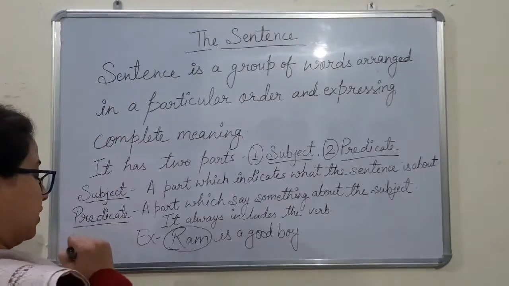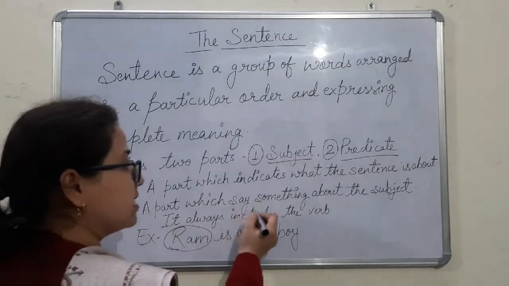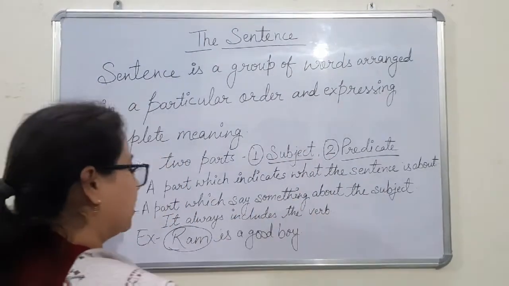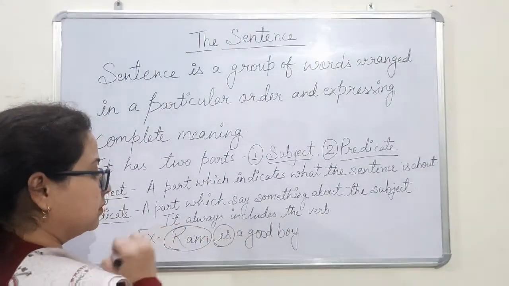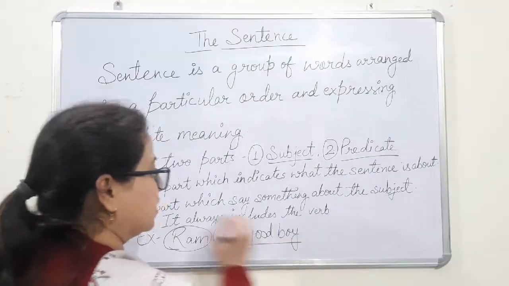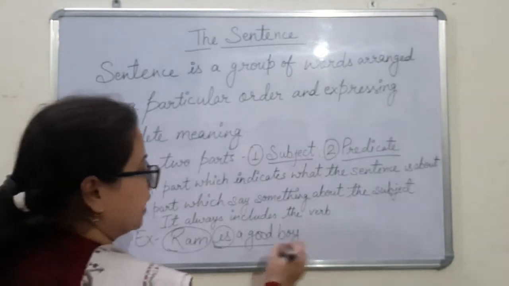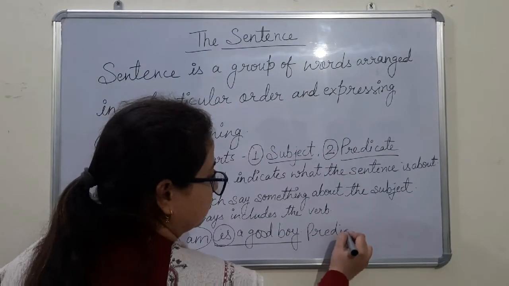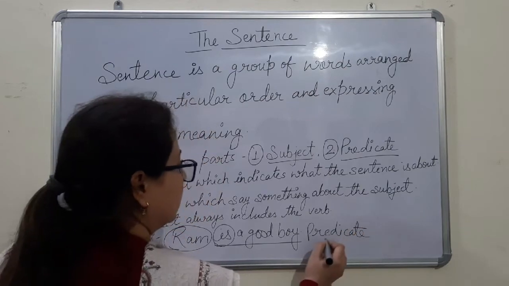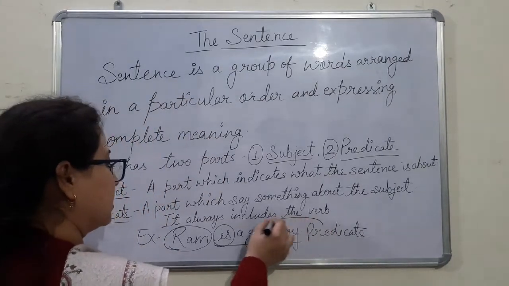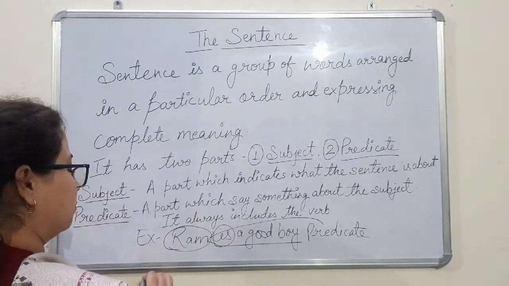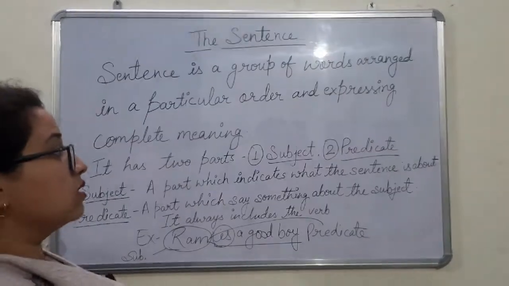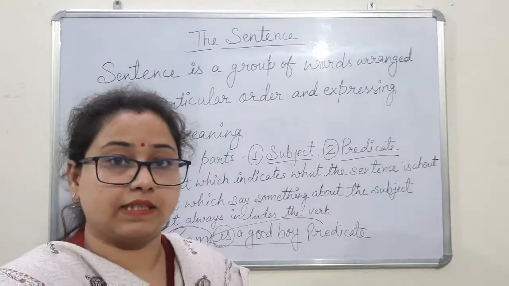And the predicate is the part which says something about the subject. It always includes the verb. So we have the verb here, and here is our predicate, because that predicate part is telling us something about our subject. Ram is the subject. So here is a sentence.